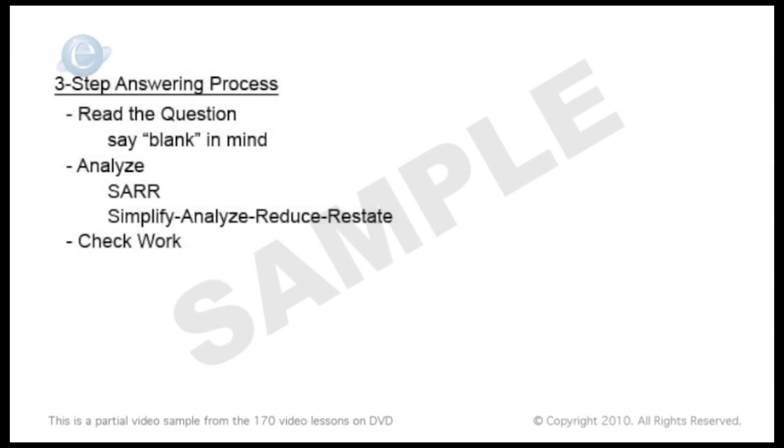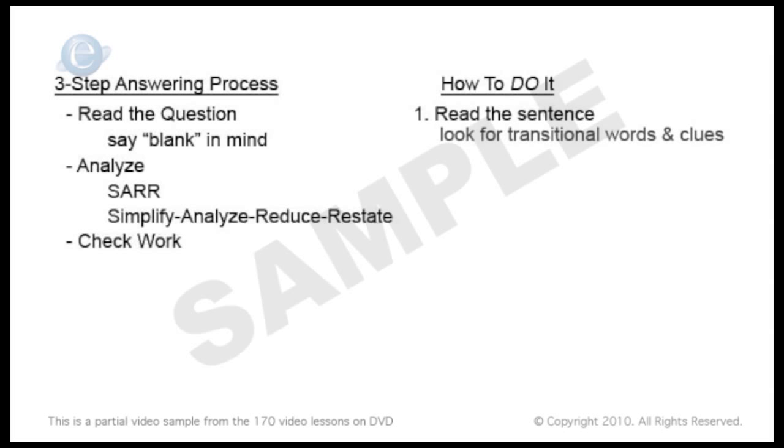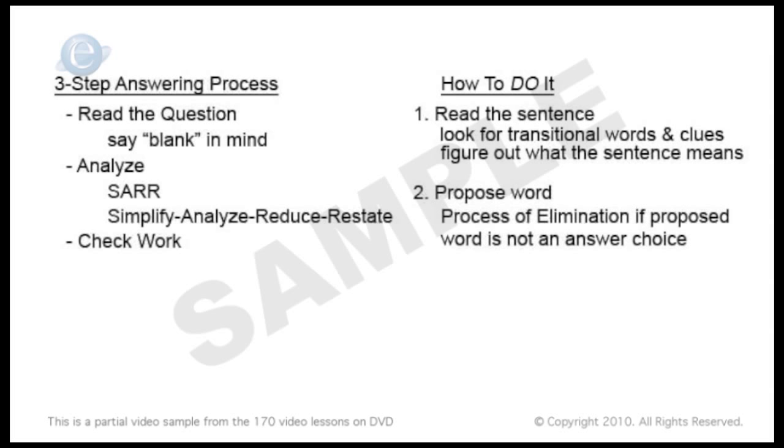Inside the program, you'll learn that we use a process called SAR: simplify and analyze, reduce, and restate. That's a process of physically going through the question and analyzing it. And then you check your work. So that's the overview of the three-step process. More particularly, let's look at how you would do it. You would read the sentence, look out for transitional words, look for clues, figure out what the sentence means, and propose a word. If your proposed word isn't there, you would use process of elimination to figure it out, and then you would check your work.